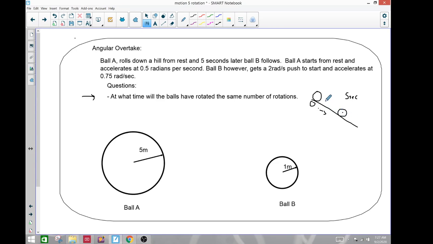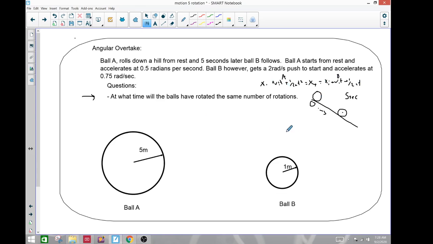And we did a linear overtake situation where we had x initial plus v_i t plus 1/2 a t squared equals the location, and then equals x_i plus v_i t plus 1/2 a t squared. At that point, this would be ball A, this would be ball B, and we would solve for the time it took to get to the same spot. We did that already. Here we're going to look at rotation.